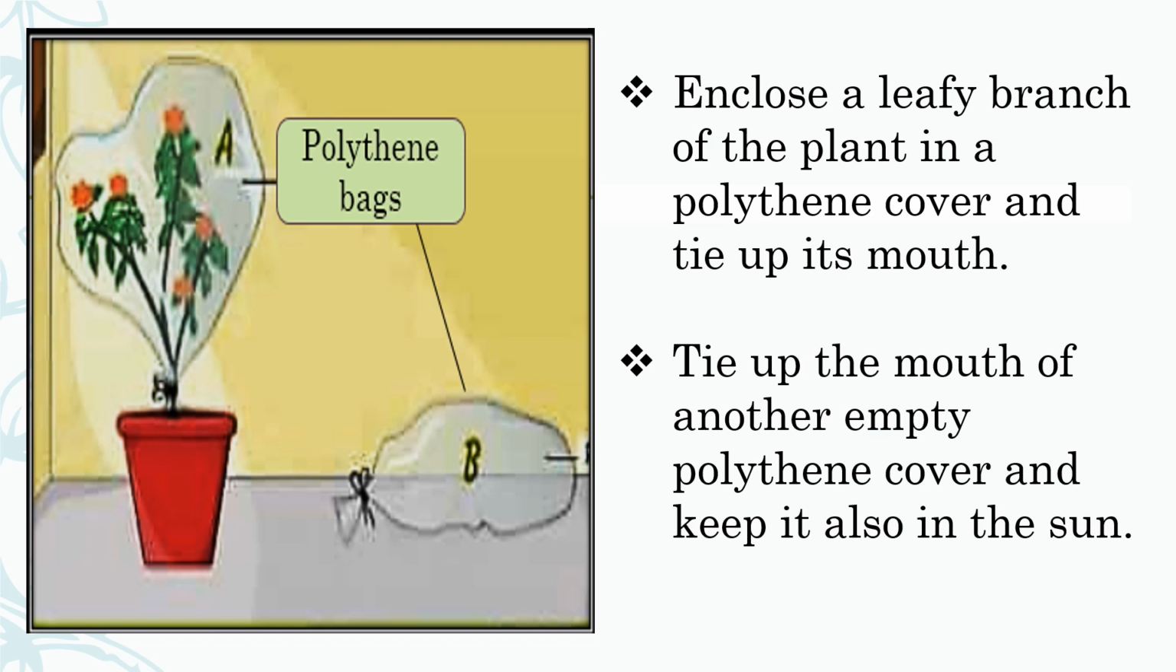Now you have to take 2 polythene bags. Enclose a leafy branch of the plant in a polythene cover and tie up its mouth as shown in the picture. Now tie up the mouth of another empty polythene cover and keep it also in the sun.